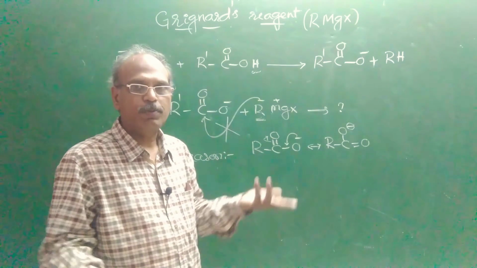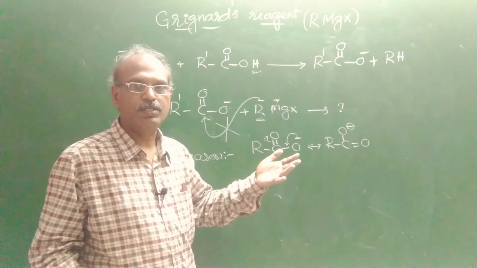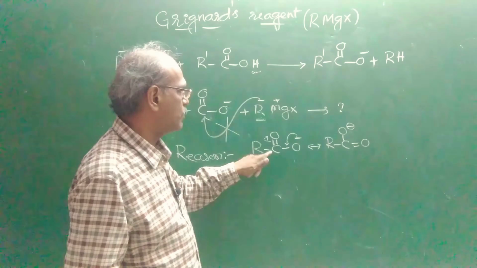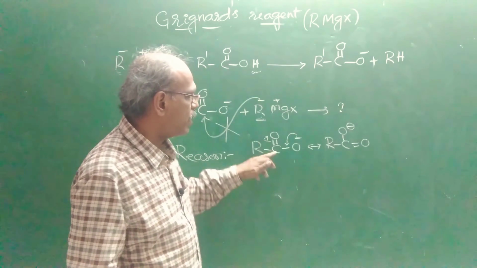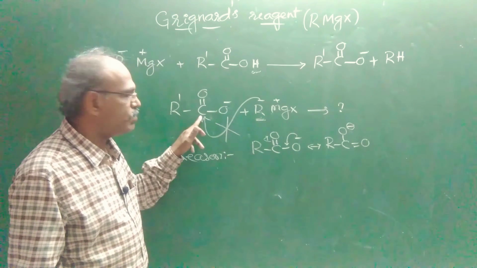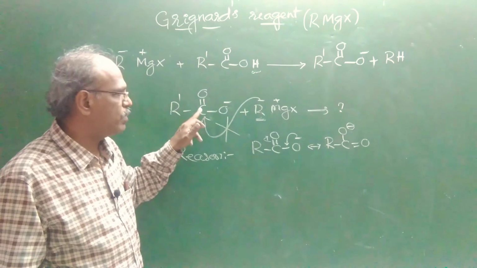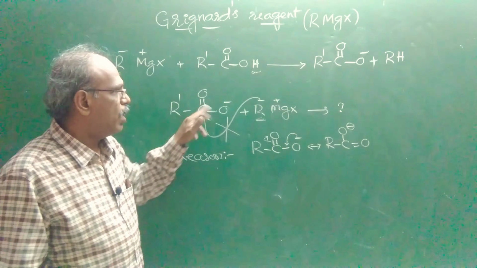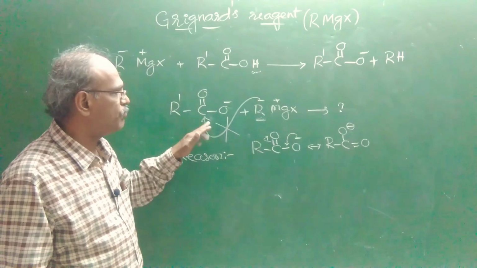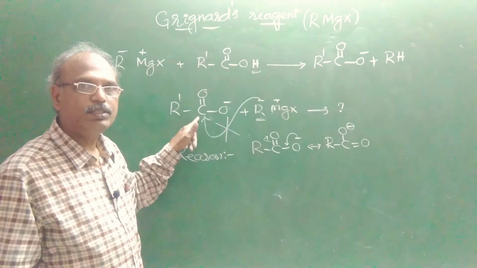That is an experimental result. Nobody can guess that, so that's why you have to remember this. R minus cannot attack on carboxylate ion because carboxylate ion is resonance stabilized and the nucleophilicity of R minus is not sufficient to attack on this.